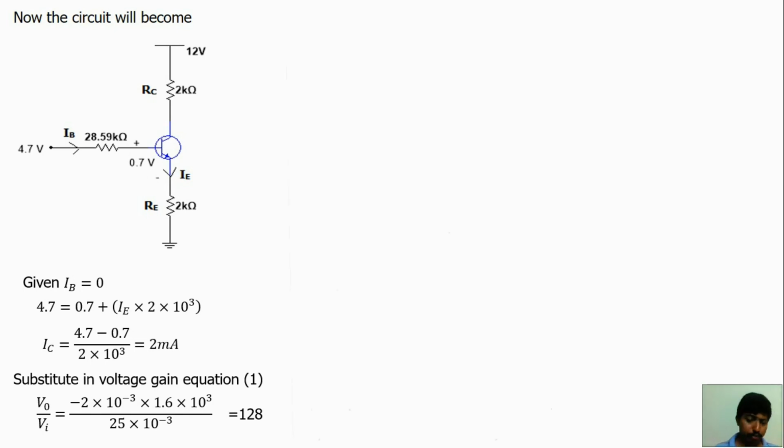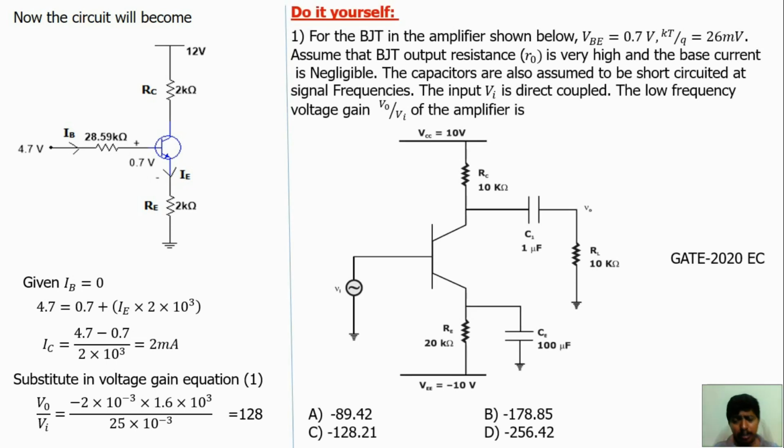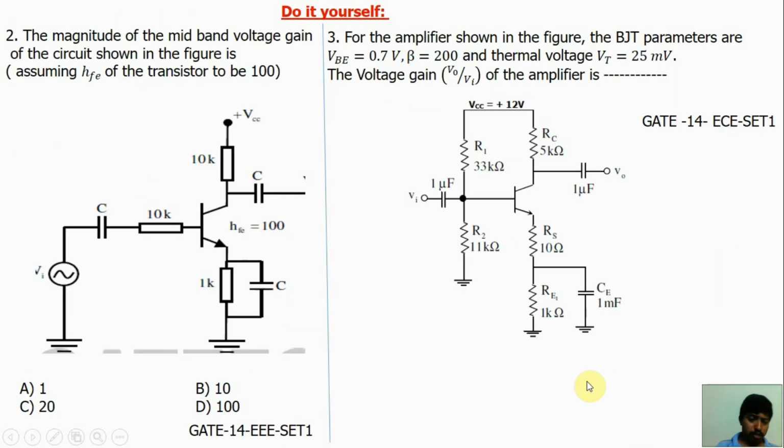Now do it yourself. Remember that if you practice this small signal analysis concept, then only the concept will be easy. If you do not practice, it will be easy to forget. So just practice these questions. This question was asked in the GATE 2020 EC examination, where we have to find the voltage gain. The second question is from GATE 14 EEE and the third question is from GATE 14 EC. Just pause this video, note these questions and solve them.